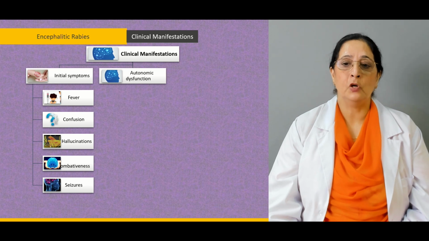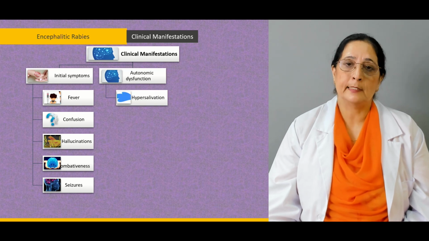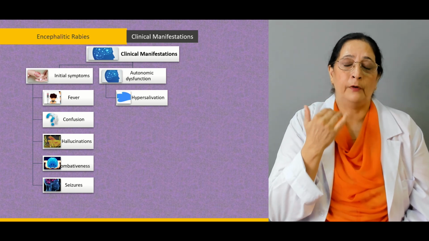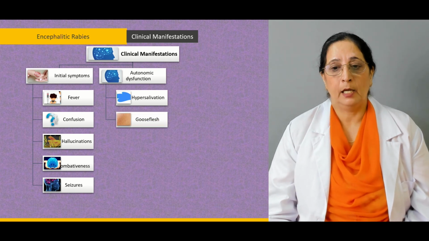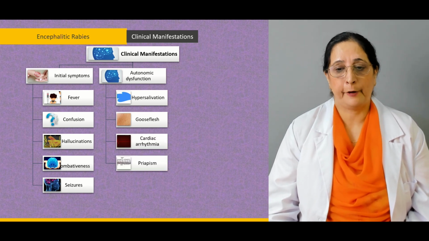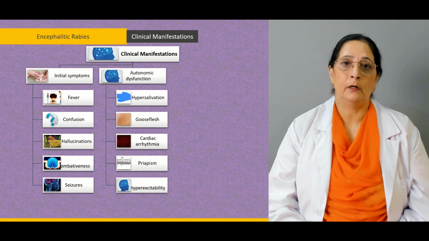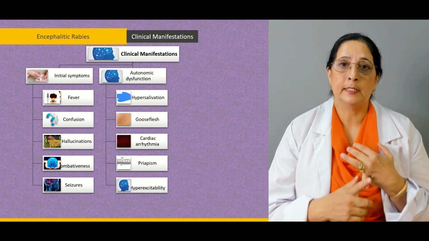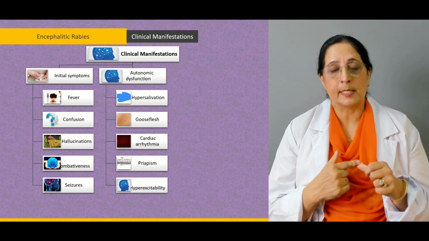Next, what are the autonomic dysfunctions that occur as a result of the rabies? Hypersalivation, increased saliva production. There is drooling of the saliva from the mouth. There is hypersalivation, goose flesh, cardiac arrhythmia, priapism, and hyperexcitability. All these are the autonomic dysfunction of the patient with rabies: hypersalivation, goosebumps, cardiac arrhythmia, priapism, and hyperexcitability.